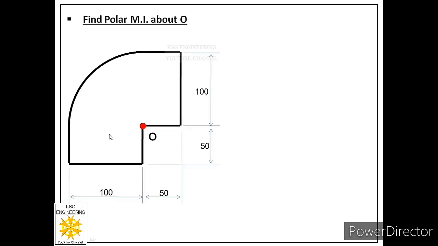So we are given one composite area and we have to find its polar moment of inertia about O. Polar moment of inertia means the axis at O is perpendicular to this plane. So the moment of inertia of this composite area about that axis, which is perpendicular to the plane of this area, will be called the polar moment of inertia.